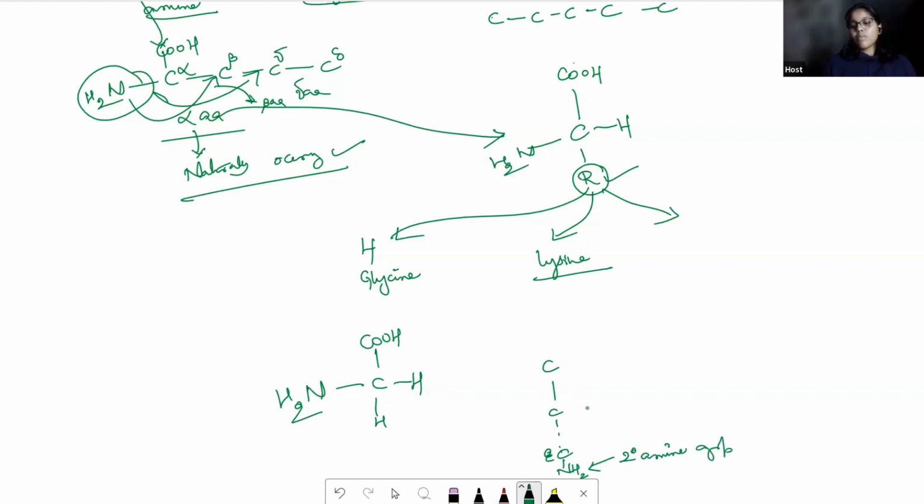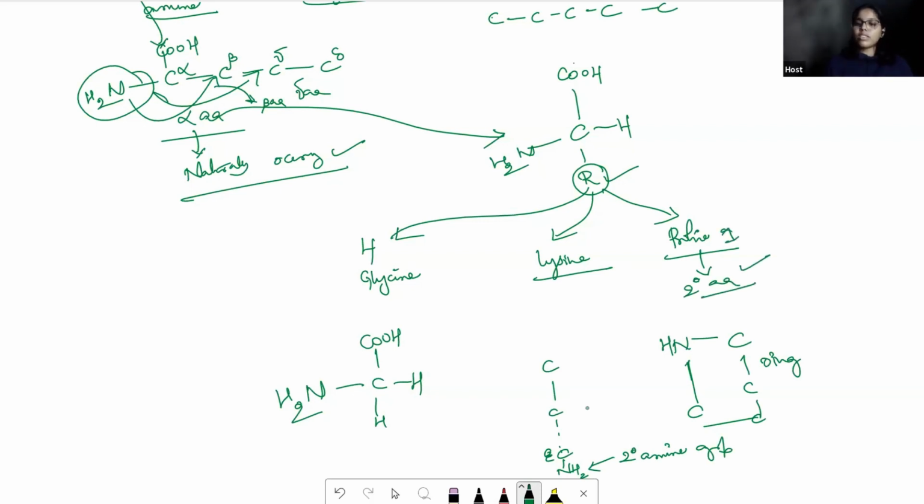And one more exception is proline. Proline is an exception and unique because in proline, if you look at the side structure, it makes a bond with the amine group and it forms a ring structure. That way, it becomes a secondary amino acid. Proline becomes a secondary amino acid. It's not a primary amino acid.